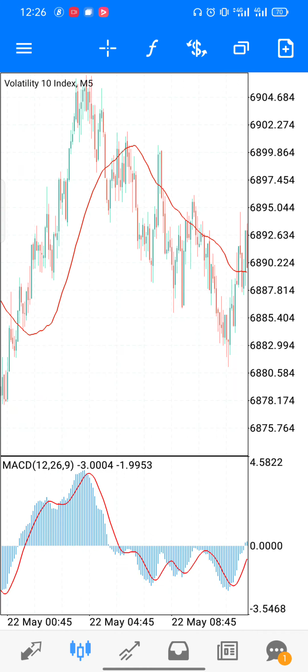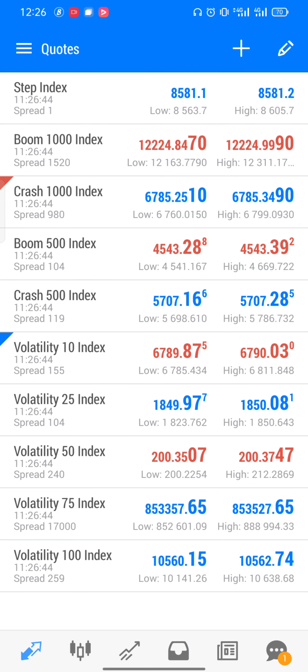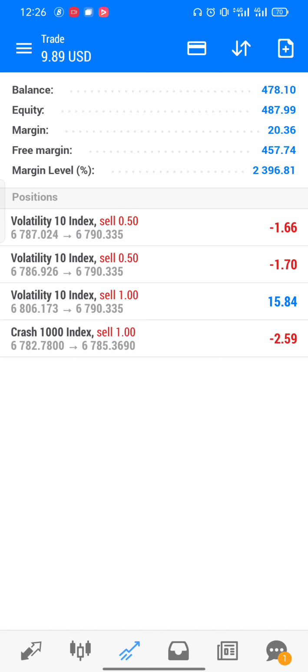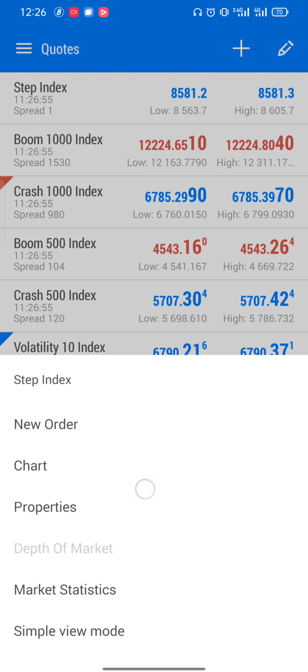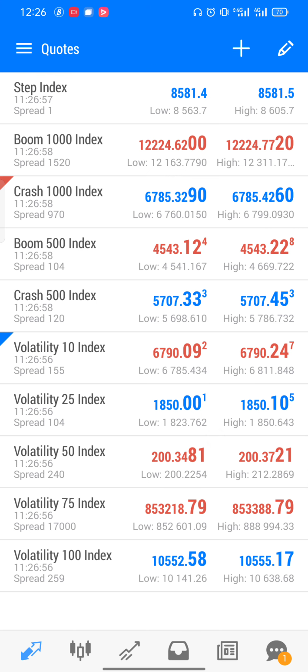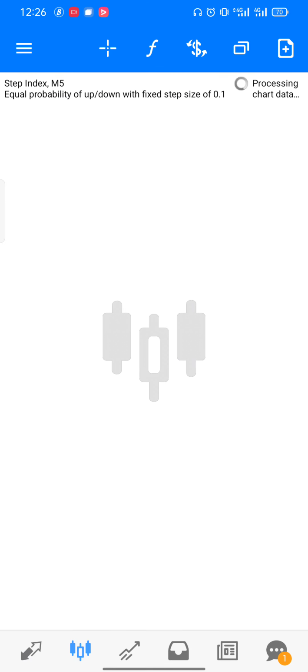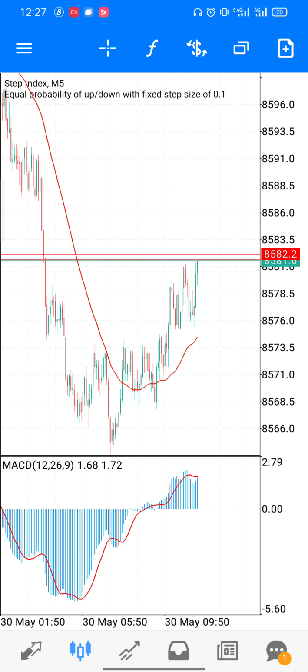So this strategy is really amazing, and the good thing is not just on volatility. Crash is on loss right now, actually going down, but still holding. It also works on step index and crash and boom as well.